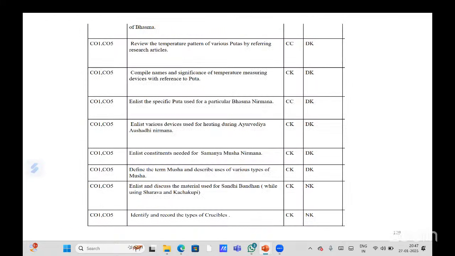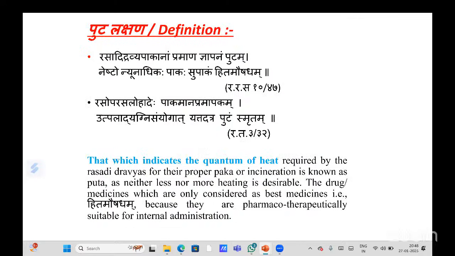Again, here they may frame the question like define Puta and Puta Prayojana for 5 marks. They may ask define Puta and describe Mahaputa for 5 marks. Define Puta, describe Gajaputa. Or they may just ask define Puta and Puta Prayojana.